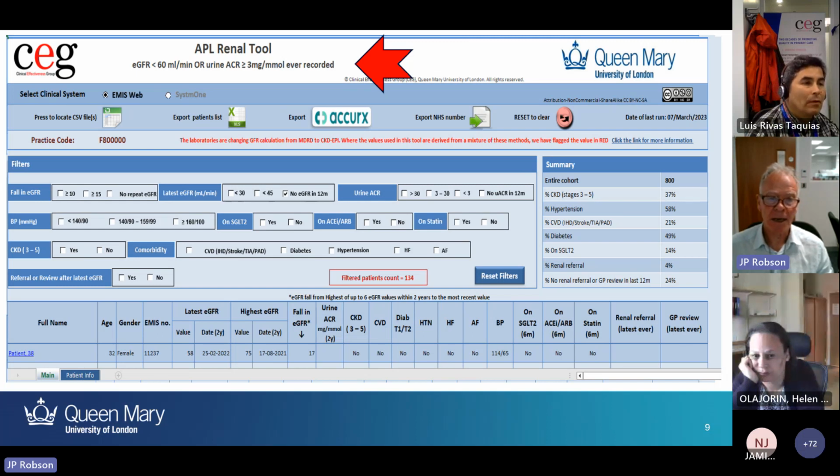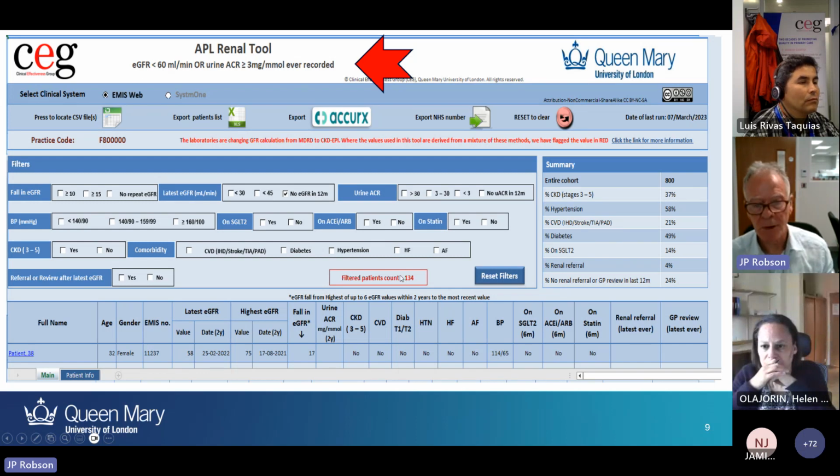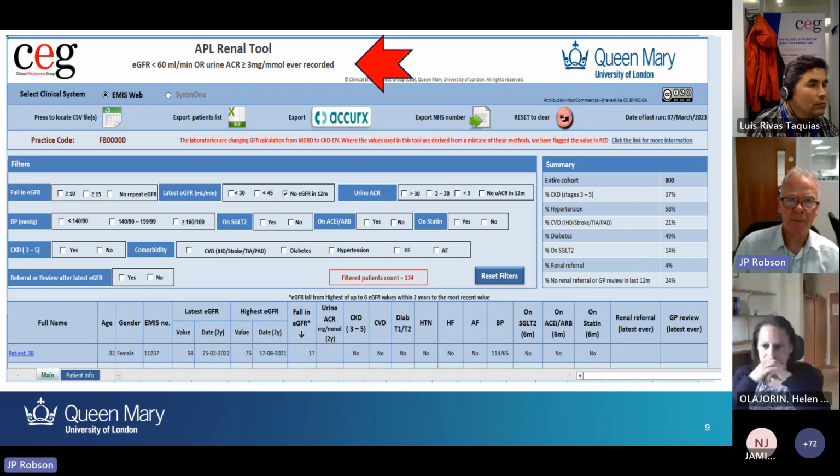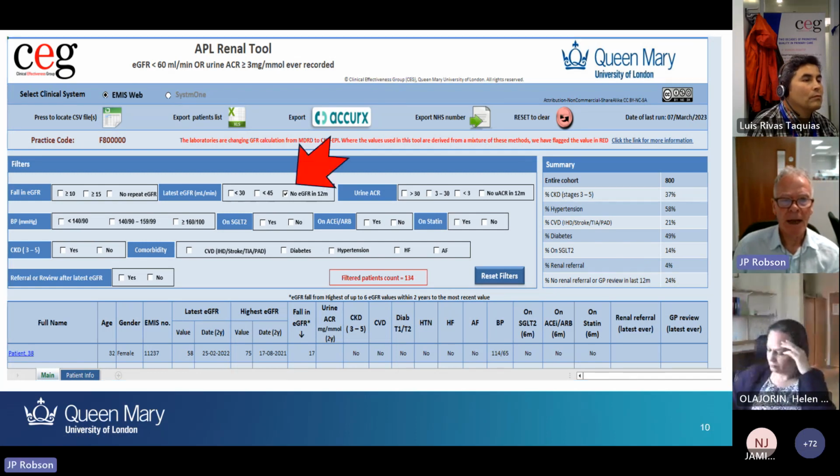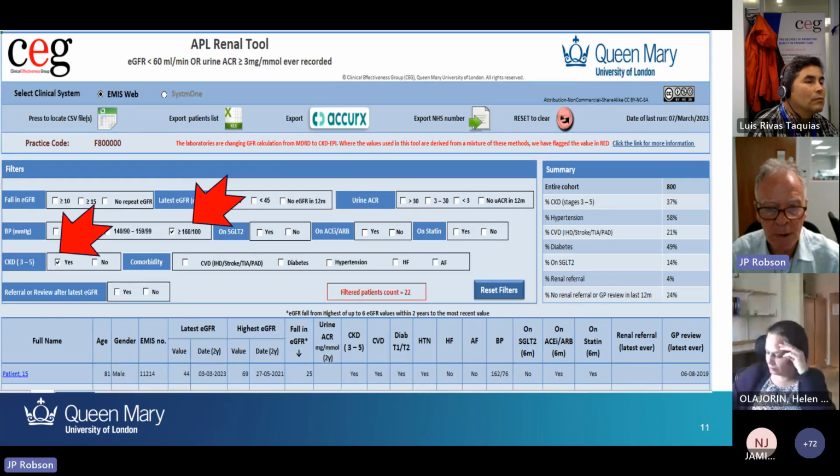And I have selected on here, you can see it says no EGFR: show me all the people who've got no EGFR recorded in the last 12 months, and it found 134 of them. So it's a lot of people still to go through. You can choose how you want to select people. As I say, this is selecting those 134 people.